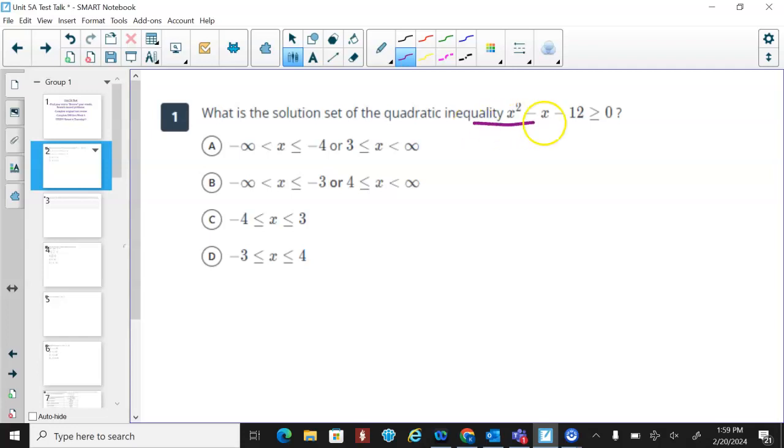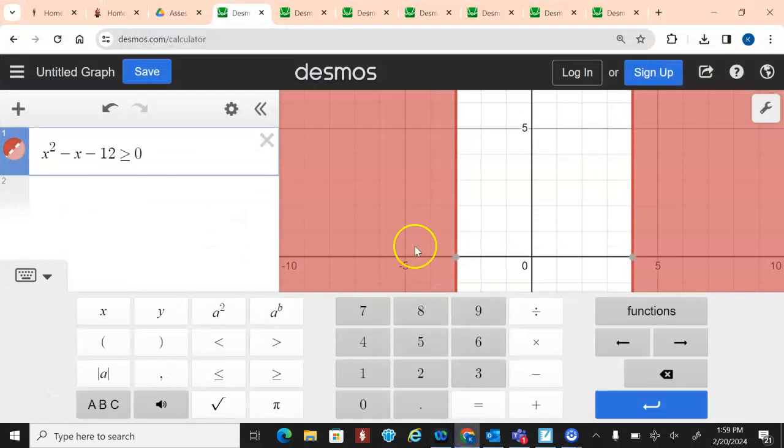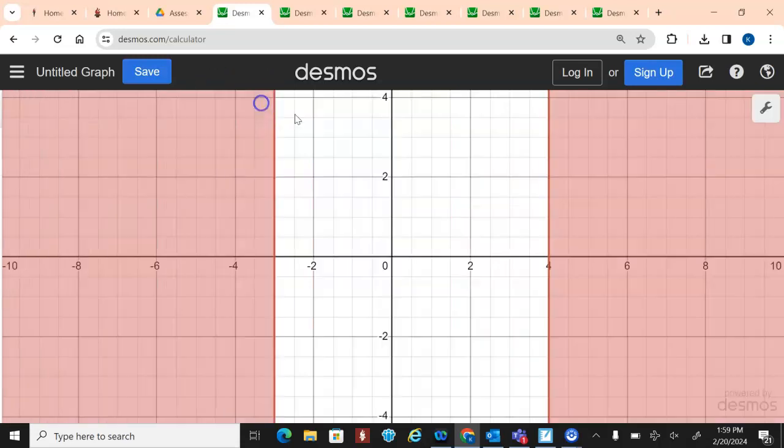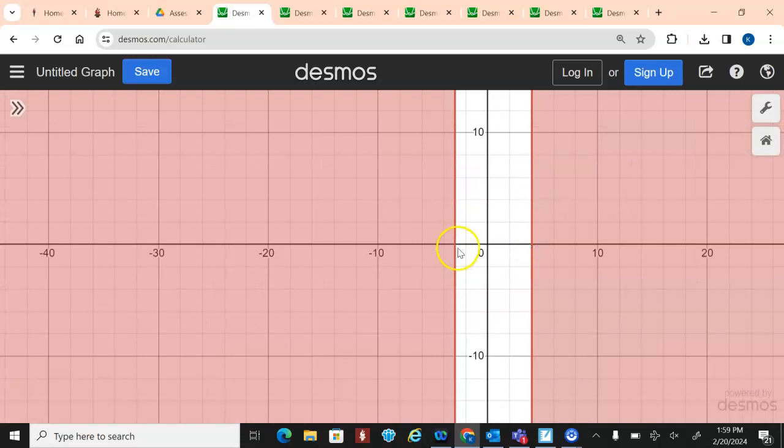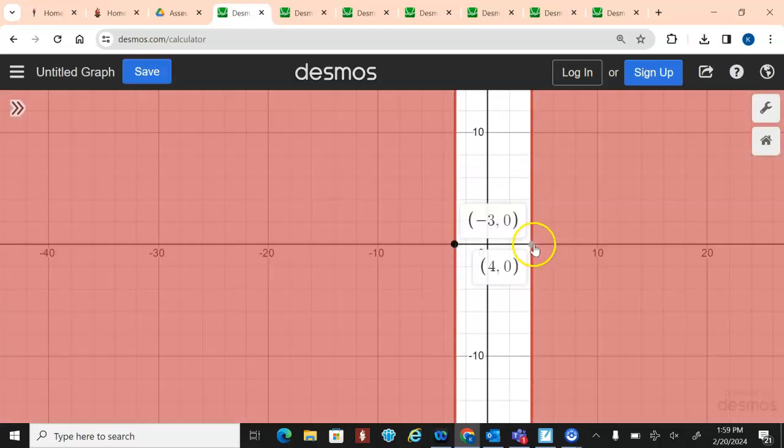So again, we're going to take this and we're going to graph it, okay? So we're going to go to Desmos, which I already opened. All right, and we are going to graph it. I put this equation in exactly the way it says in the question. And what popped up here, as you guys can see, are shadings on each side on the outside.